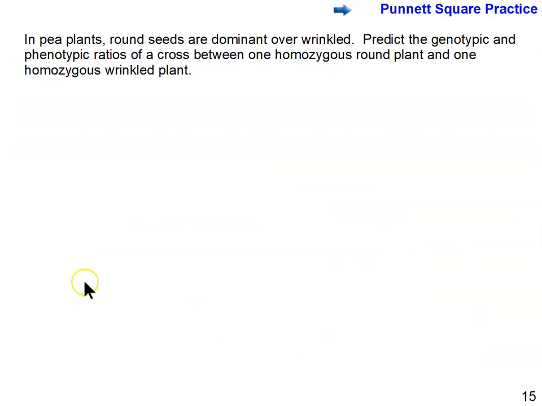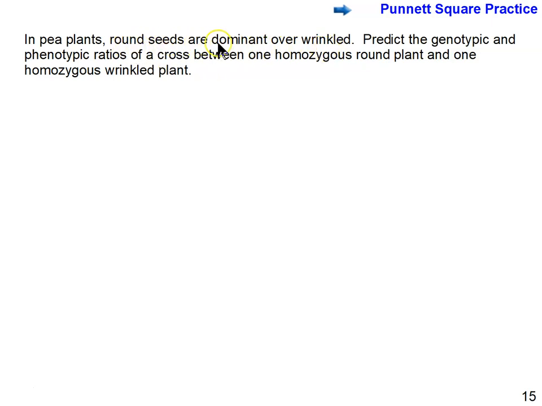All right, so here we're going to take a look at a genetics word problem, and you solve these word problems just like you would a word problem in math class. In pea plants, round seeds are dominant over wrinkled. So you want to read and highlight or underline or mark somehow things that are important. And there's a procedure you want to follow too.